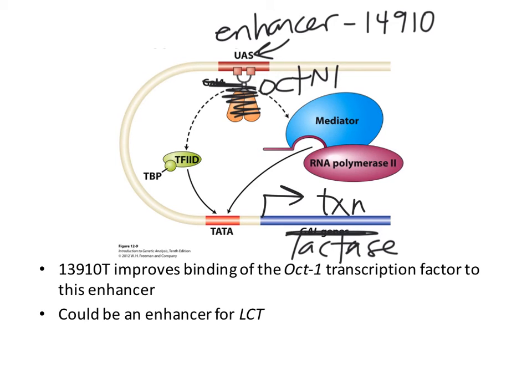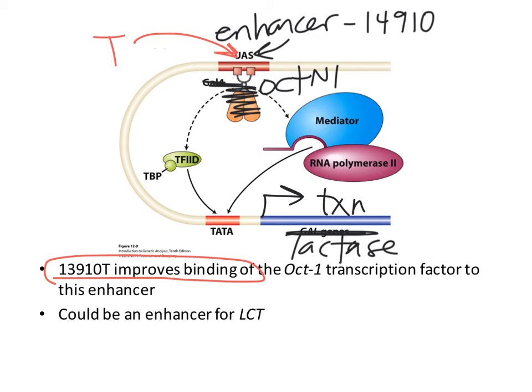So if this process is happening, what nucleotide is present here in the UAS? Is it the T or the C? When OCTN1 is binding there, bringing in polymerase, transcribing lactase, is it the T or the C? It's the T, right? Minus 13,910, T. So in this drawing, there's a T there in the UAS.